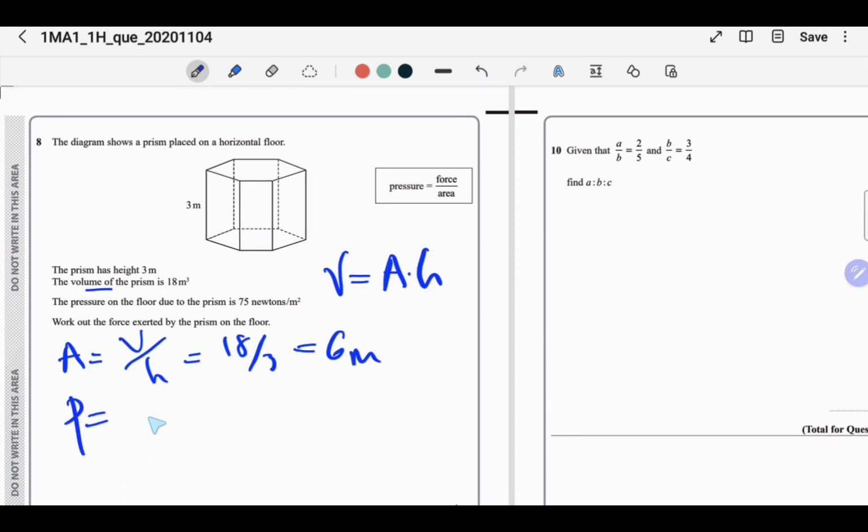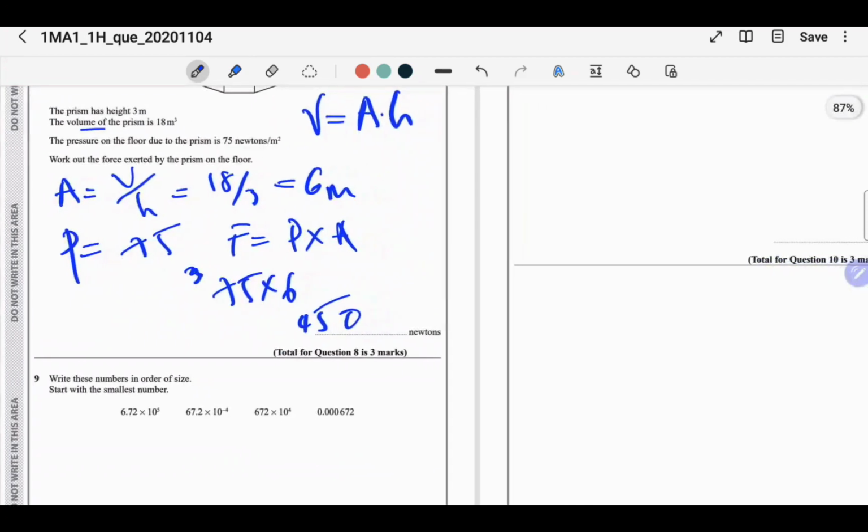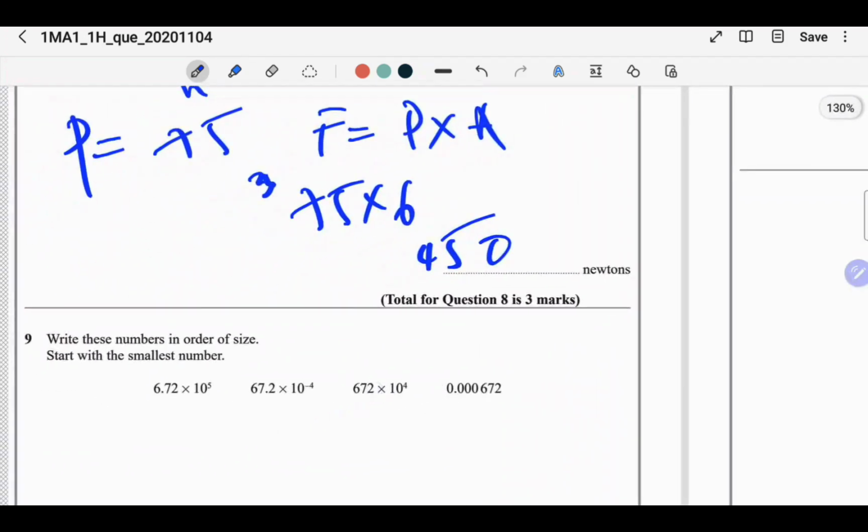They told us that the pressure is 75 newtons per square meter. So if we want to work out the force, we have to do pressure times area. So we need to do 75 times 6, and doing that quickly, we're going to have 30 carry over 3. 7 times 6 is 42 plus 3, 45. So it's 450 newtons. You have to be really fast with this because it's 1 hour 30 minutes.